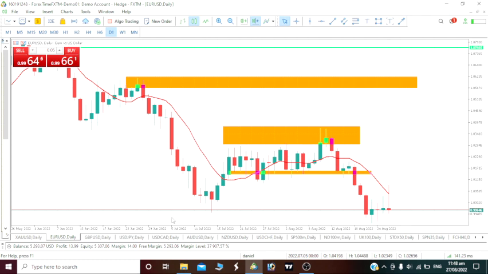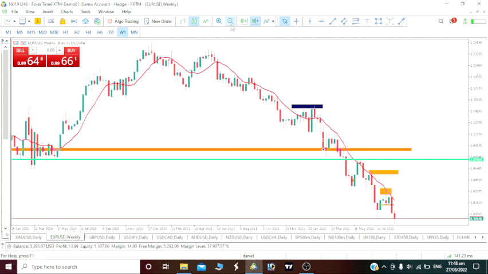Now we are going to be doing analysis on all our USD pairs. So I want you to sit back and watch, and if you have any question, please ask in the comment section. I'll answer it. Let's start with our Euro USD. By the way, let's start with our weekly time frame.